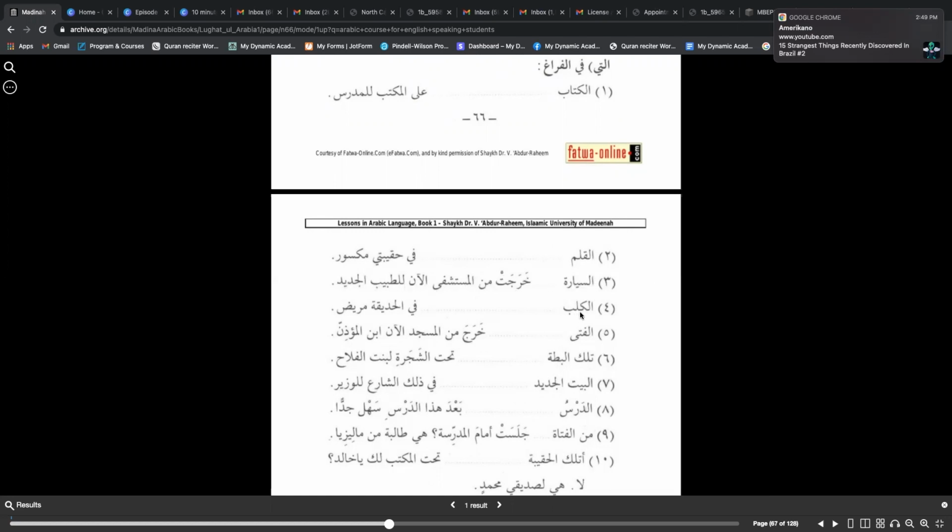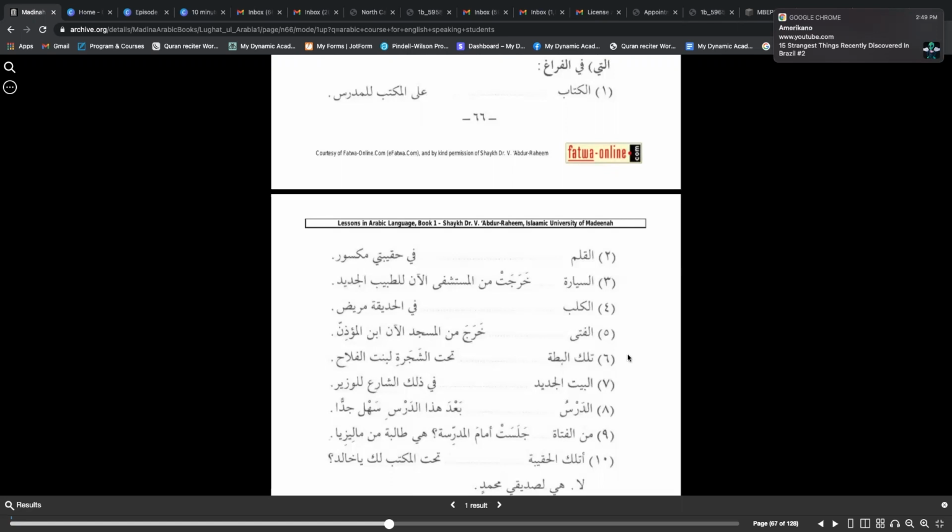Okay. Al-kalb. Kalb is a masculine word, so we say al-kalb alladhi fil hadiqa, the dog which is in the garden, maridun, is sick. Okay. Al-fata alladhi kharaja min al-masjid al-ana ibnun mu'adhin. So the young man who came out from the mosque now is the son of the mu'adhin.